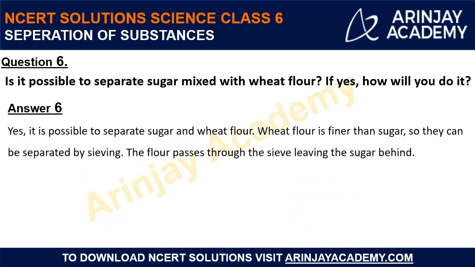Answer to this one, yes, it is definitely possible to separate sugar and wheat flour. Wheat flour is finer than sugar, so they can be separated by sieving. So if sugar is in uncrushed form, in original form, in that case we know that sugar is larger compared to the wheat flour. So in this particular condition we can use the method called sieving. Sieving we have already seen, for finer and larger particles we can use sieving.